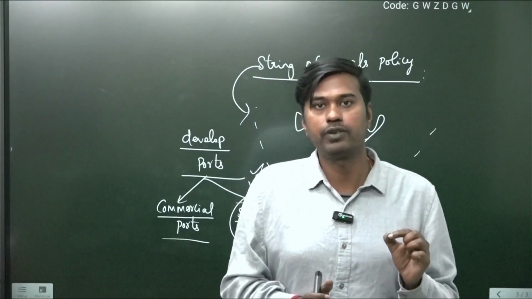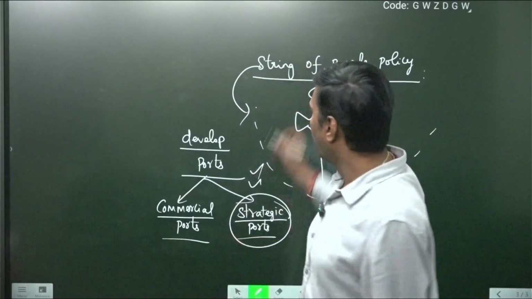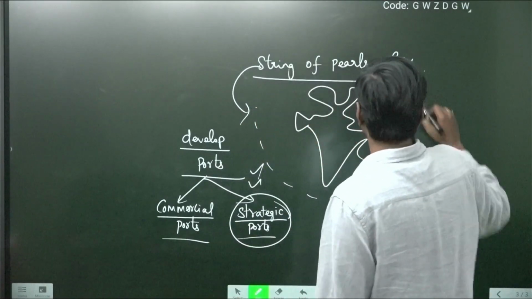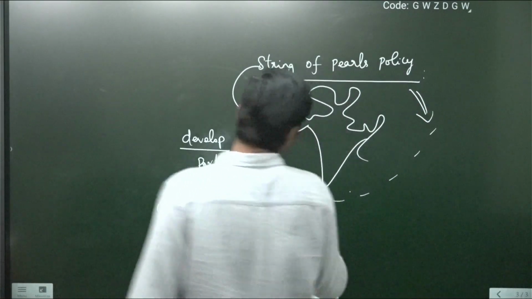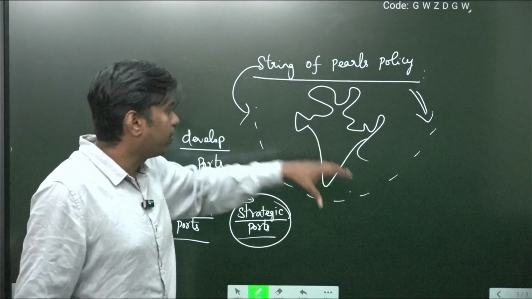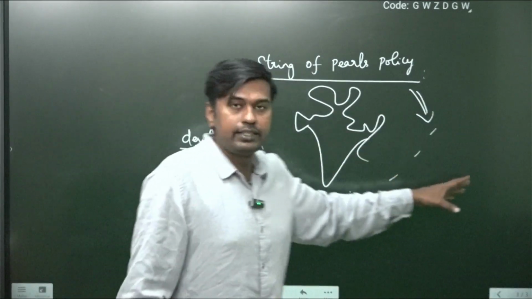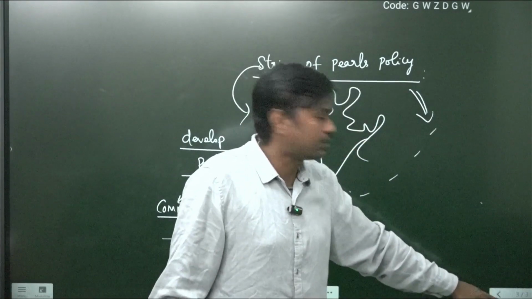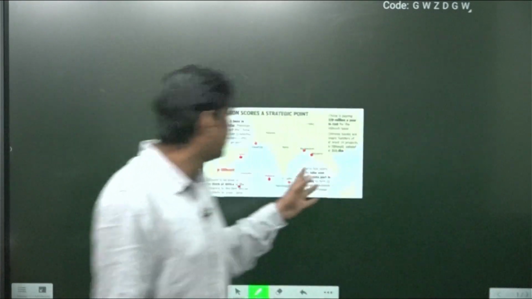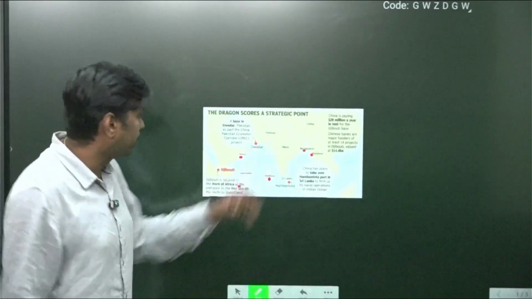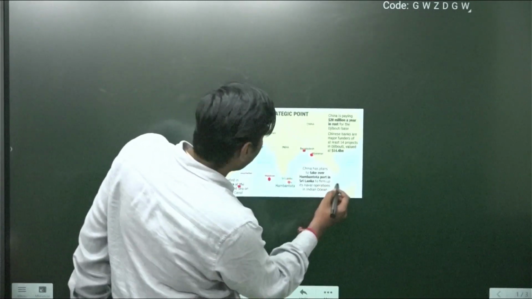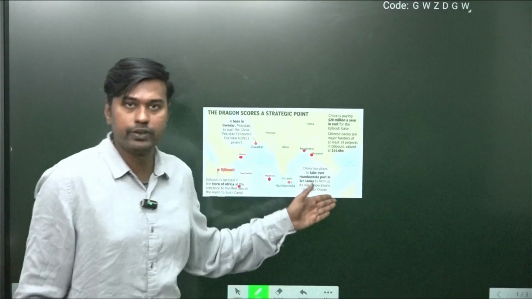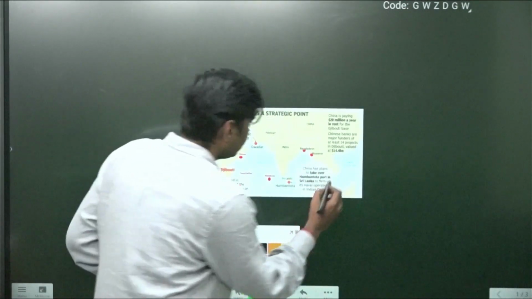In addition to that, friends, why China is implementing this policy is mainly because when they develop ports in the Indian Ocean region, we know very well that most of the trade in the Indian Ocean region happens through the Malacca Strait. If you look at this picture here, it will be even clearer to you. The Malacca Strait is located near the Malaysian and Indonesian region, between Malaysia and Indonesia.